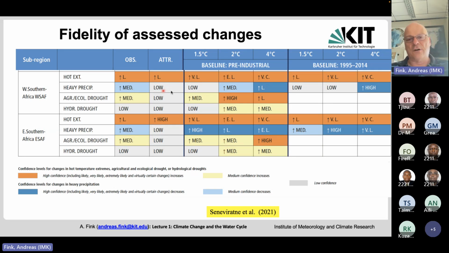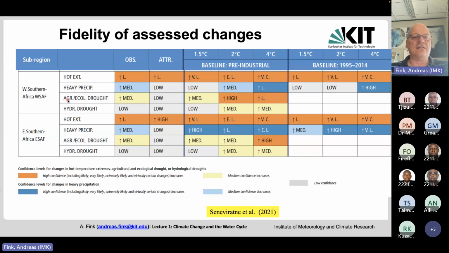So now we move on to the changes in a 1.5, 2, and 4 degrees warmer world with respect to the pre-industrial. And we see here the low confidence in the 1.5, but when it comes to the higher warming levels here, medium confidence, likely, this is a likely change, yeah, that heavy precipitation will indeed increase. That is a different baseline. I don't want to discuss this here anymore.